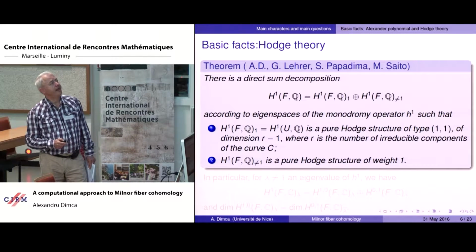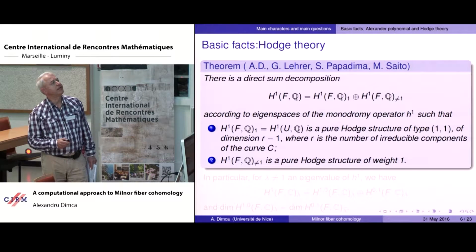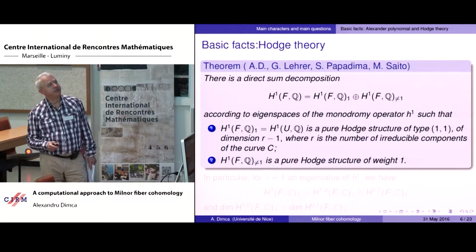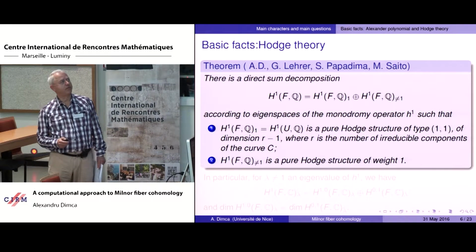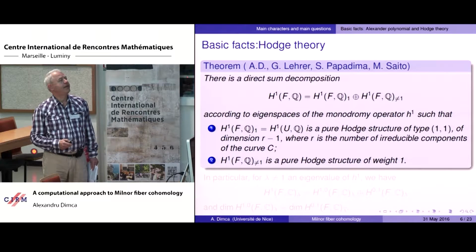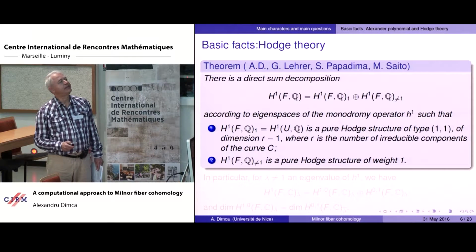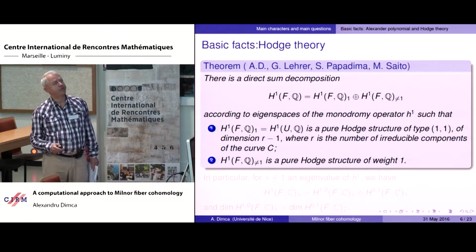Okay, and then it is practically well known that the first part is a pure Hodge structure of type (1,1) and has dimension r minus 1, where r is the number of irreducible components. So this causes no problem. We know everything as soon as we know the number of irreducible components. And this part is a pure Hodge structure of weight 1.